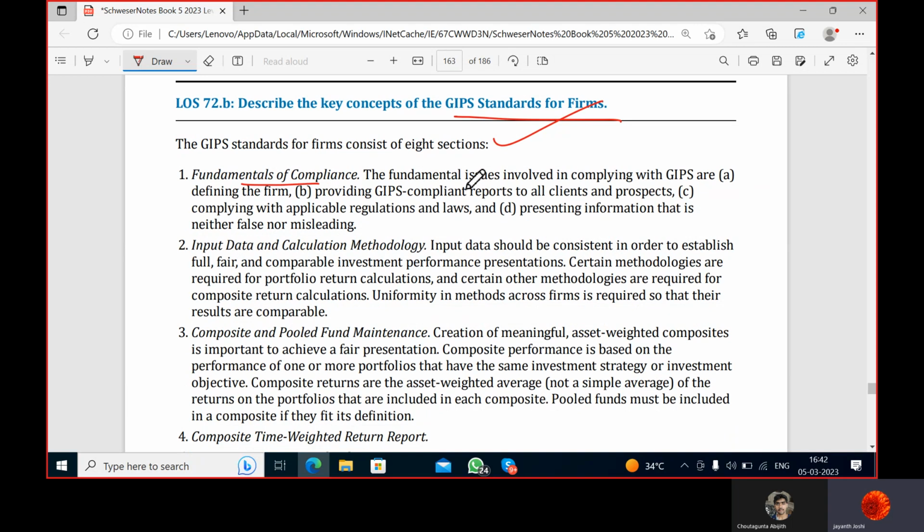Fundamentals of compliance. The fundamental issues involved in complying with GIPS are, first, defining the firm. What is the firm definition as per GIPS? That is the first thing, and you should comply with that definition. Providing GIPS compliant reports to all clients and prospects, complying with applicable regulations and laws, and presenting information that is neither false nor misleading. This is the first fundamental.